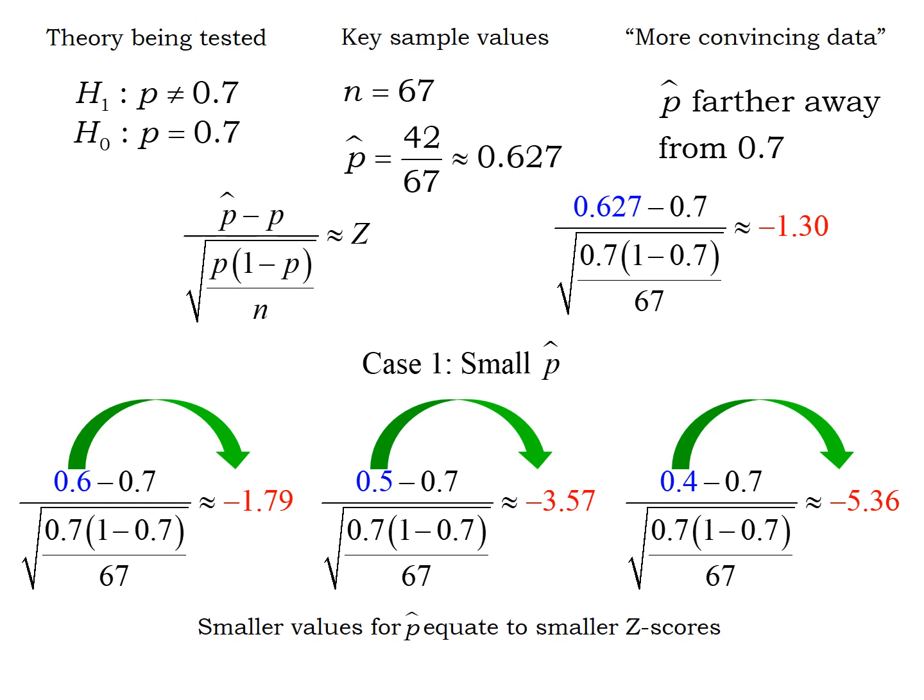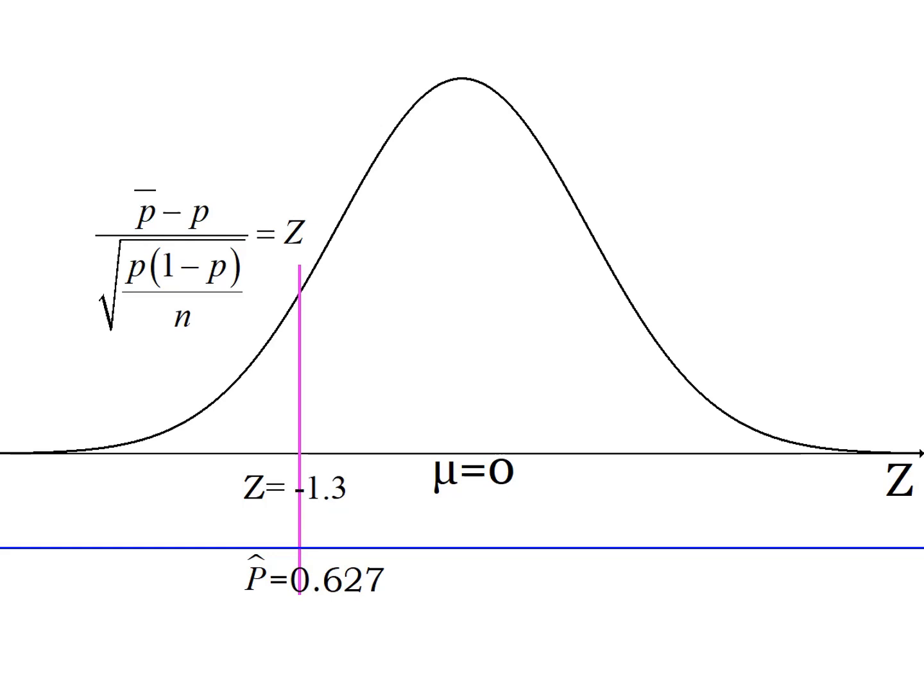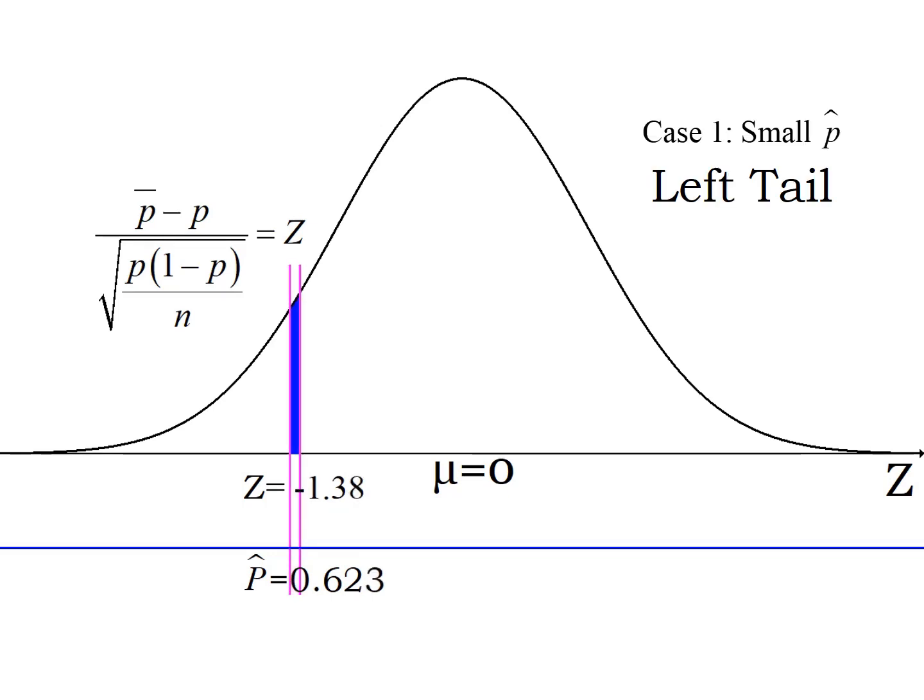So case one says if we have a small p hat, that equates to small z-scores. Visually, that means our z-score would be the one we have or something smaller, something farther to the left. So our p-value will include the left tail because that's the small p hat case. But we also have to worry about the second case. What if p hat was a lot bigger than the 0.7?